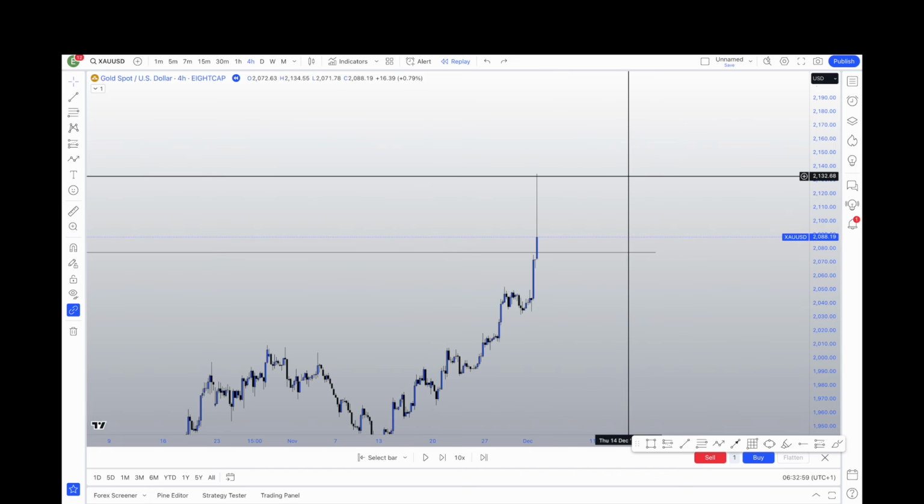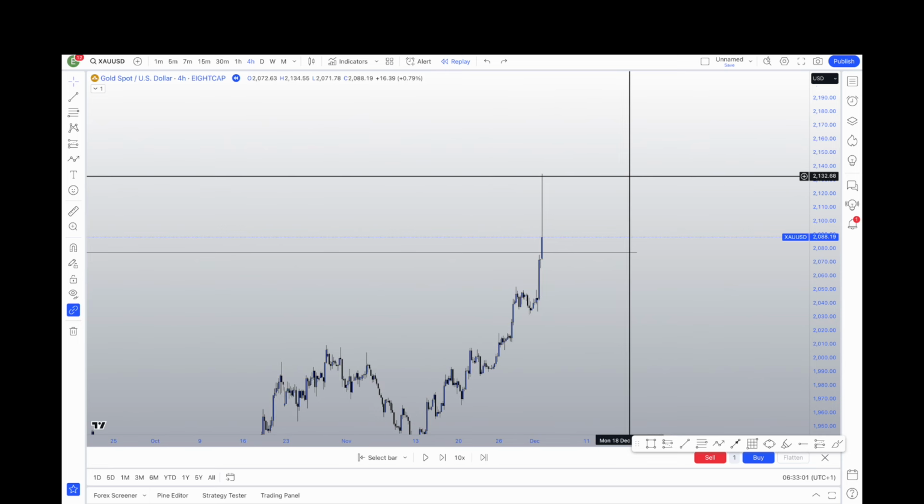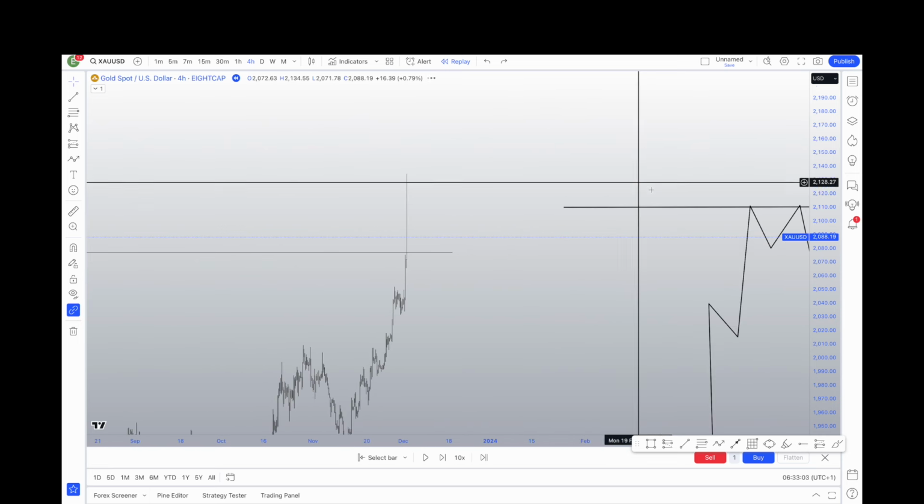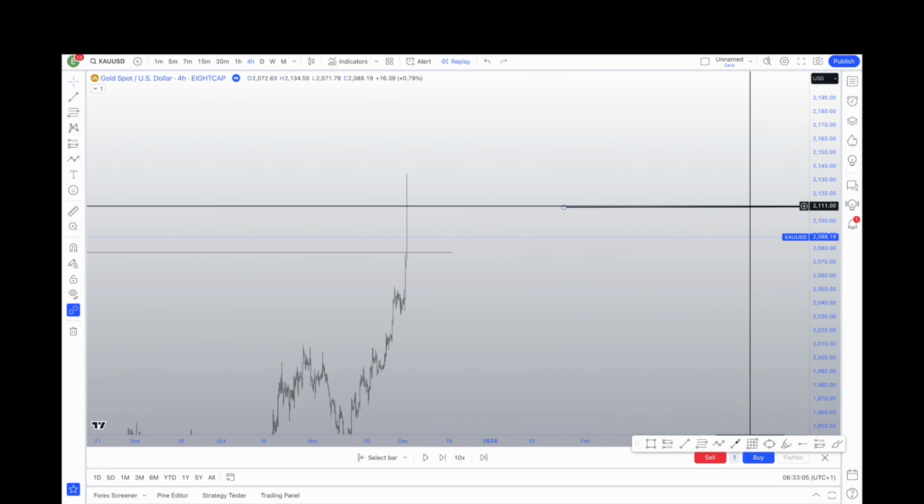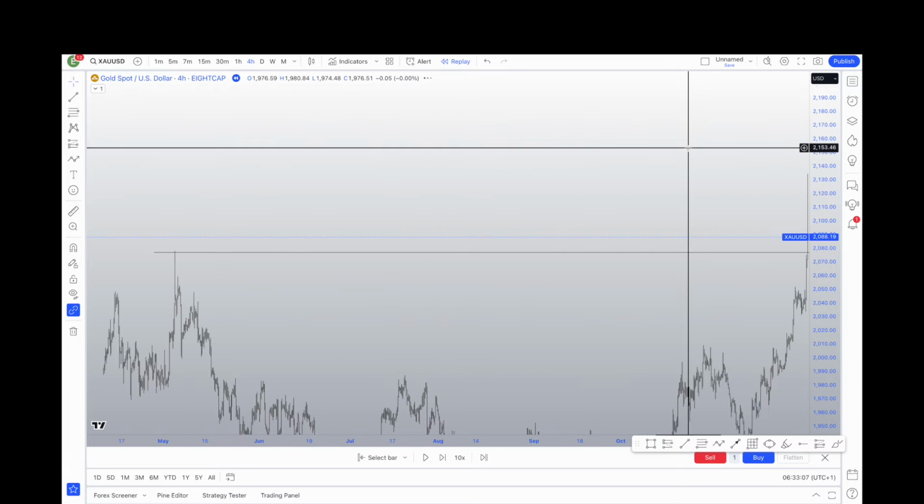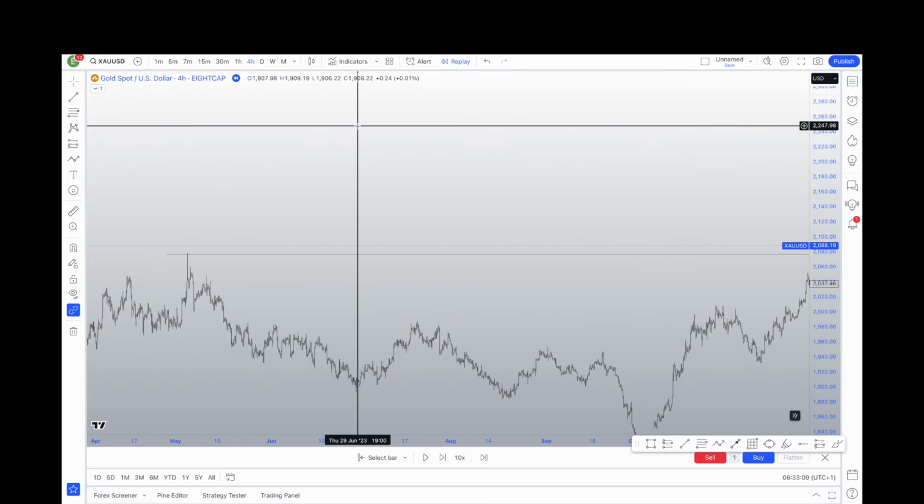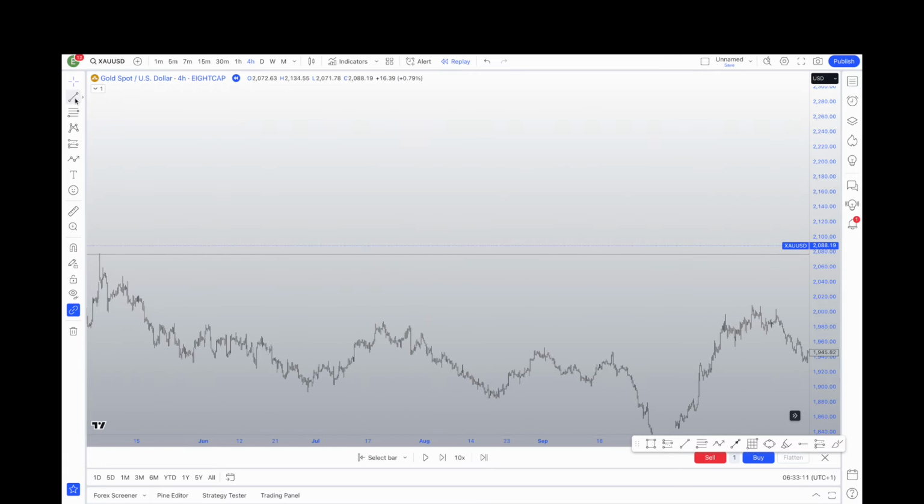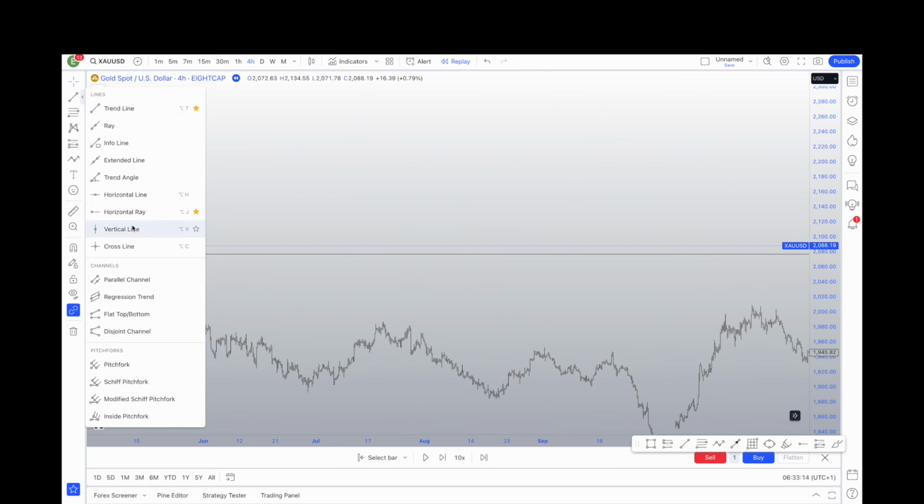Now, one of the key things I've learned over my period of time, and I would advise you to backtest it, if it works for you, great. If it doesn't, you trash it. Is that most of the time, the very first thing that we need to do is mark our resistance with a horizontal ray line or a trend line. So for example, a horizontal ray line or a trend line.